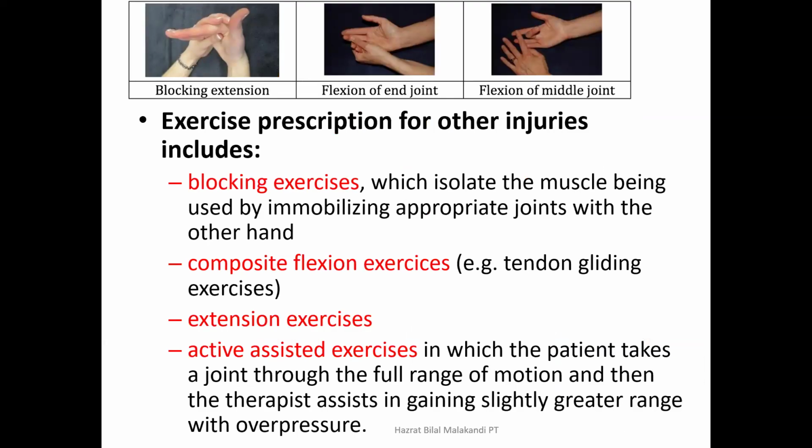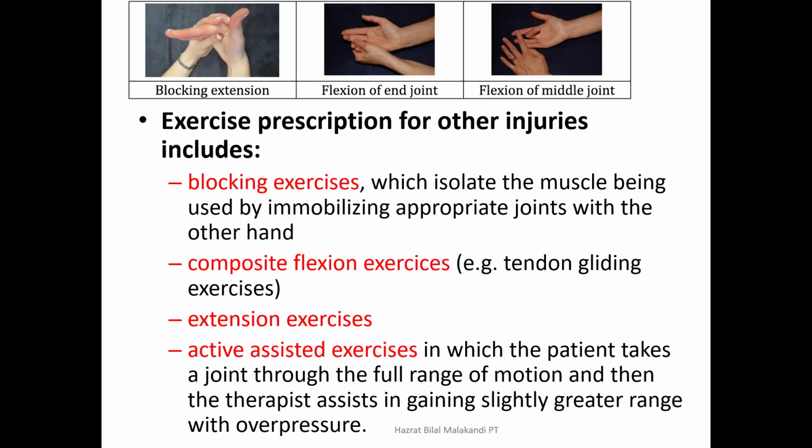Some general exercises which can be used during these digit injuries are the blocking exercise, the composite flexion exercise, the extension exercises, and the active assisted exercises. The blocking exercises are very important if we want to do active range of motion or passive range of motion exercises in a specific joint while we restrict the movement at the other joint. For example, if we want to mobilize the PIP and we want to block or restrict the DIP, then to isolate that, we can do these blocking exercises.